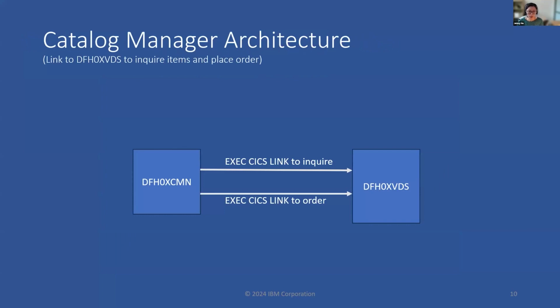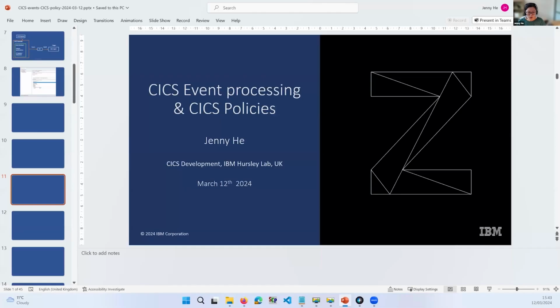When that happens, underneath, the Catalog Manager sample application essentially links from a program called DFH0XCMN to a program called DFH0XVDS. So for both inquire and order, the program issues an EXEC CICS LINK to the program. There is a subtle difference when we differentiate whether it's an inquire or an order, which is in one field. So let's jump into the CICS Explorer.